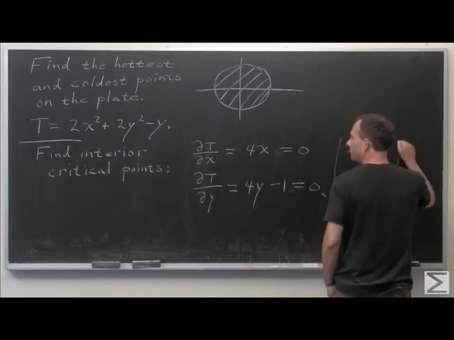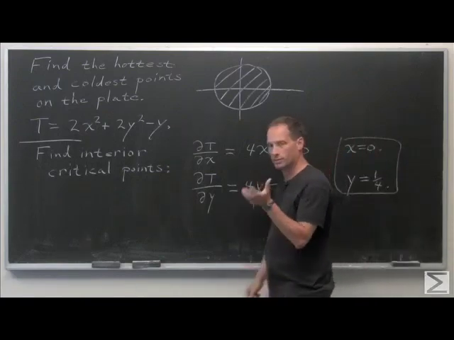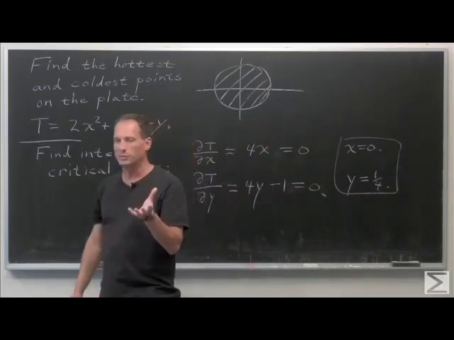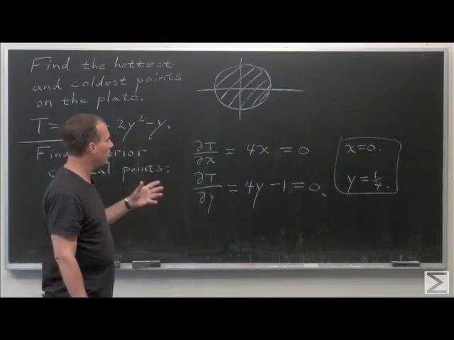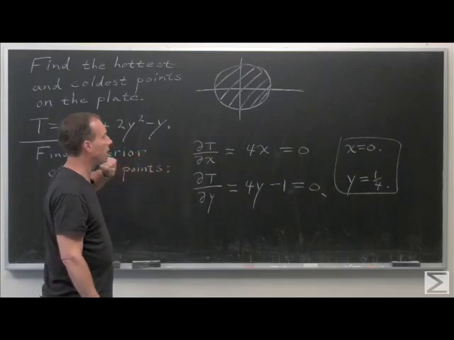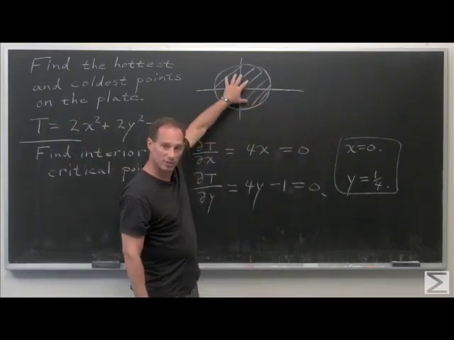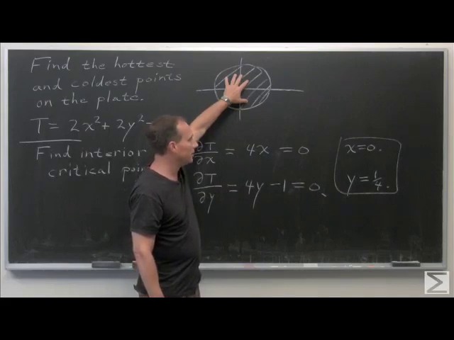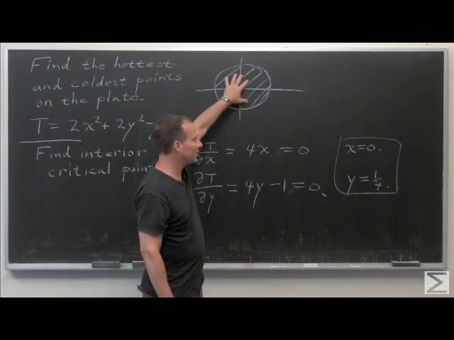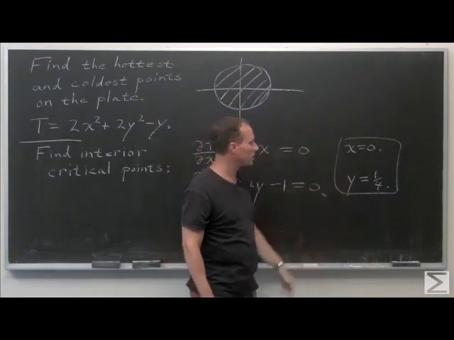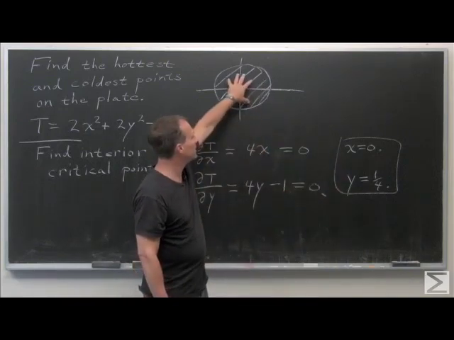So this is one critical point: x is zero, y is a fourth. What do we do with that? Well, that's the only interior critical point, I should say, in this region. It is in the plate that we're looking at. It satisfies x squared plus y squared is less than or equal to 1, so it is in this region.